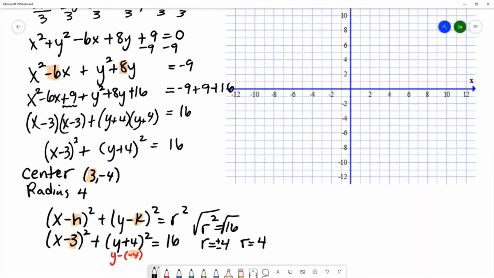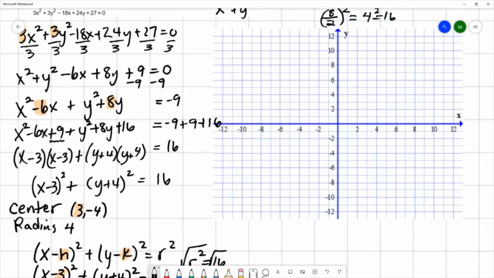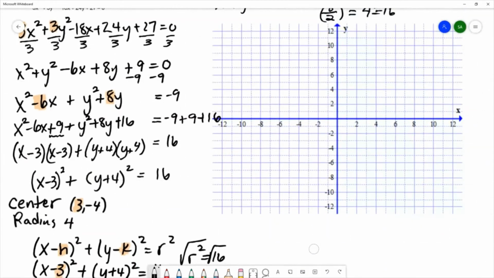So we have the center and the radius. And the last thing we want to do is find the intercepts and then draw the graph. I think drawing the graph might be a little bit easier, so we'll do the graph first and then the intercepts. So for the graph, I would plot the center. The center is 3, -4, should be here.